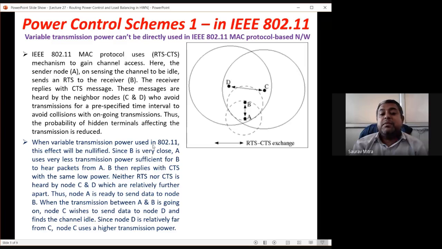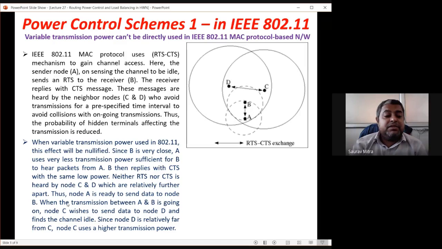When variable transmission power is used, initially A was transmitting with higher power. Now variable transmission power means B is very close to A, and A uses very less transmission power, sufficient only for B. So A is transmitting now only for B, and B is transmitting now only for A. A and B are forming a couple. So neither RTS nor CTS signal was heard by C and D, because A and B were talking among themselves only. Thus node A is ready to send the data to node B.